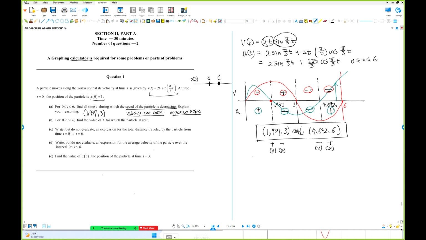So in this interval, the speed is decreasing. Is it okay? So you have to explain this one, okay? Velocity and acceleration both have a different sign, okay?